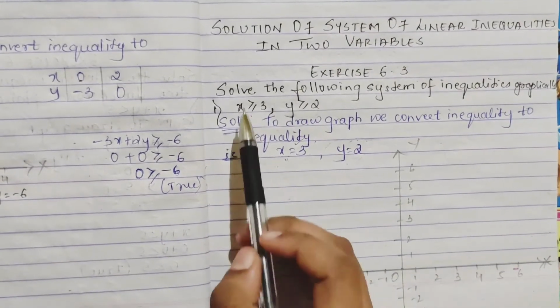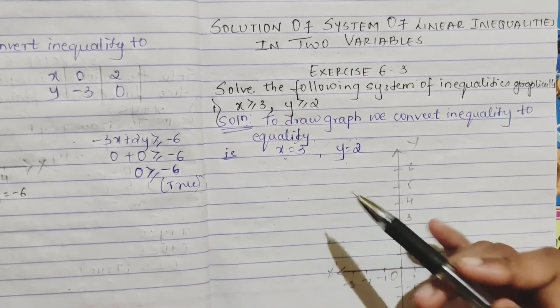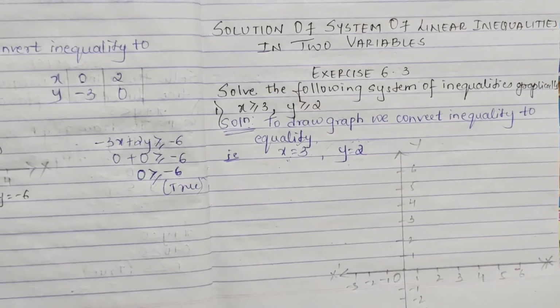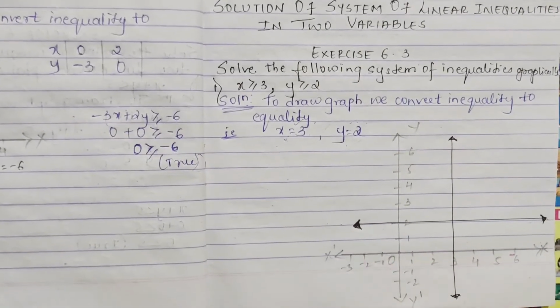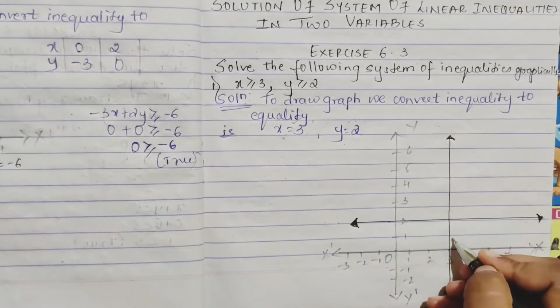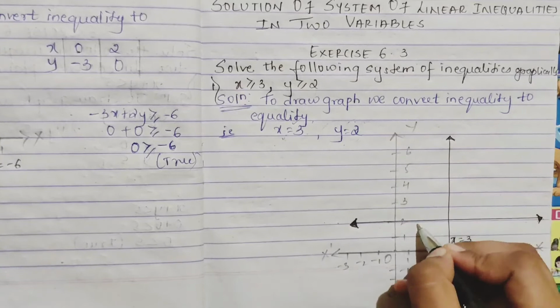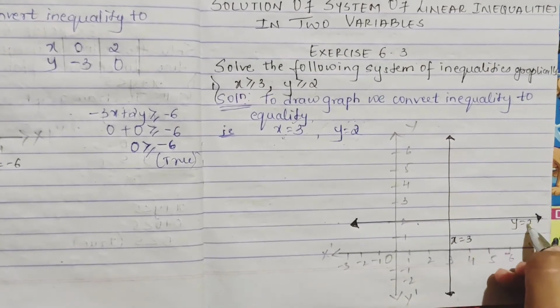See your inequality sign: the line will be solid only. Here, no dotted line, it will be solid only. So we have drawn the line. Don't forget to write. Okay. X is equal to 3, here I'll write x is equal to 3. Y is equal to 2. This is your y is equal to 2, right?